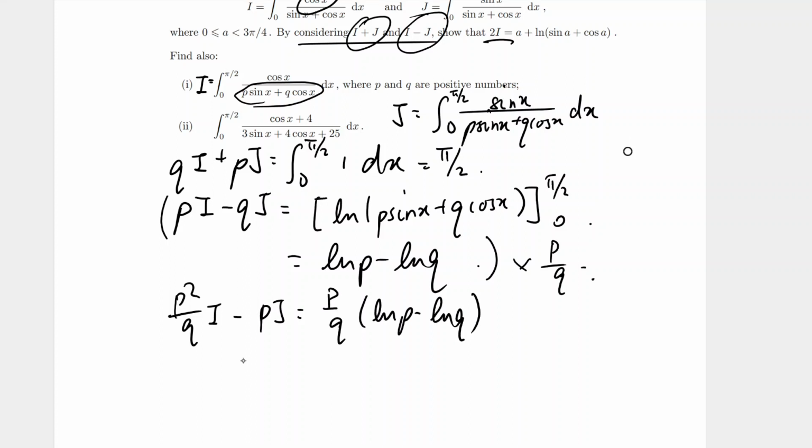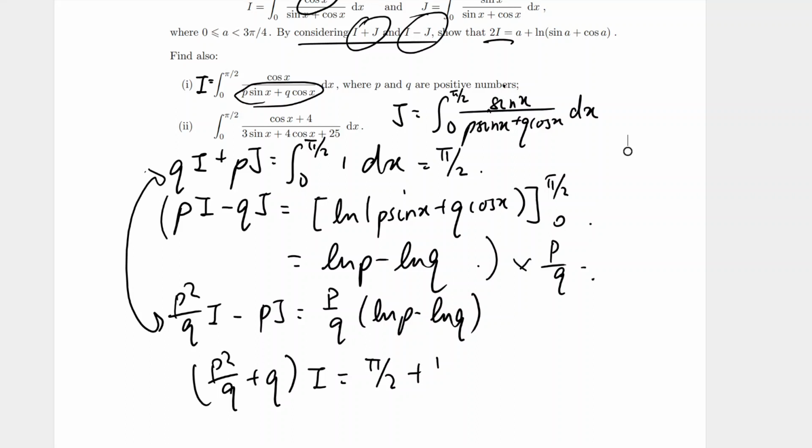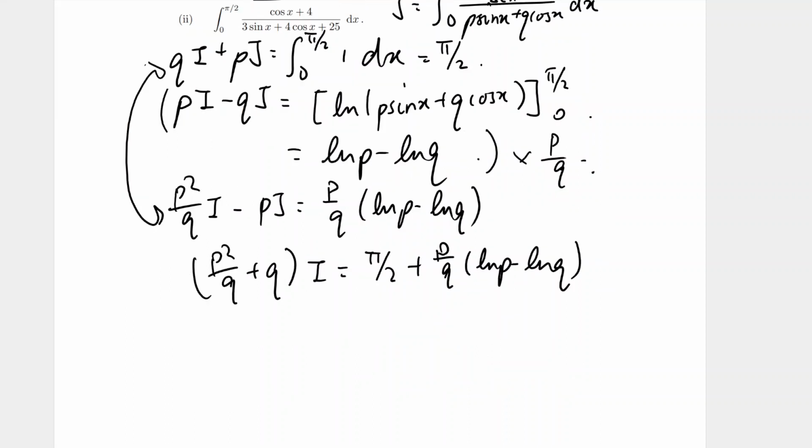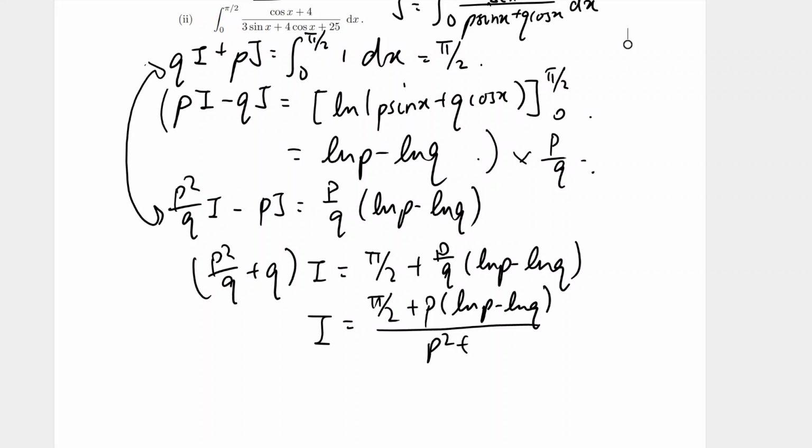So consider these two equations, I add them, so now I have p squared over q plus q I equals pi on 2 plus p over q ln p minus ln q. For these questions you just have to take care of the algebra. There's no way out of this. So maybe multiply the whole equation by q and then just divide, plus p times ln p minus ln q, just to make it look prettier, over p squared plus q squared.